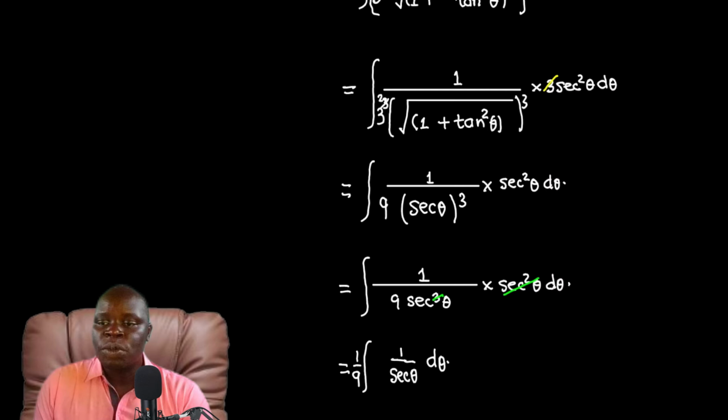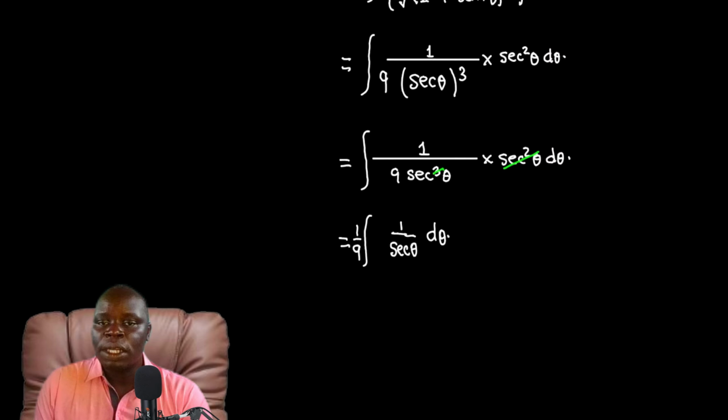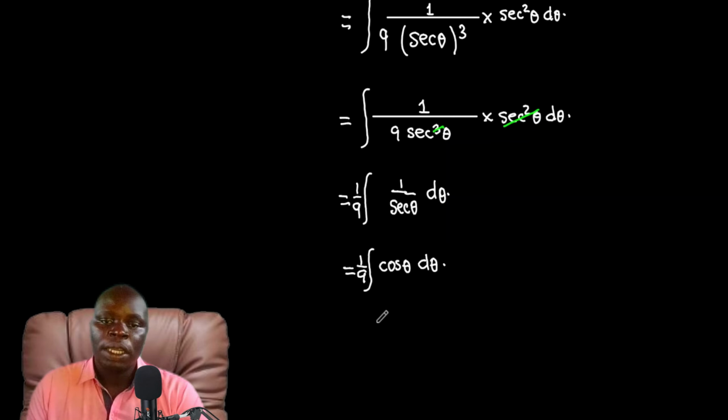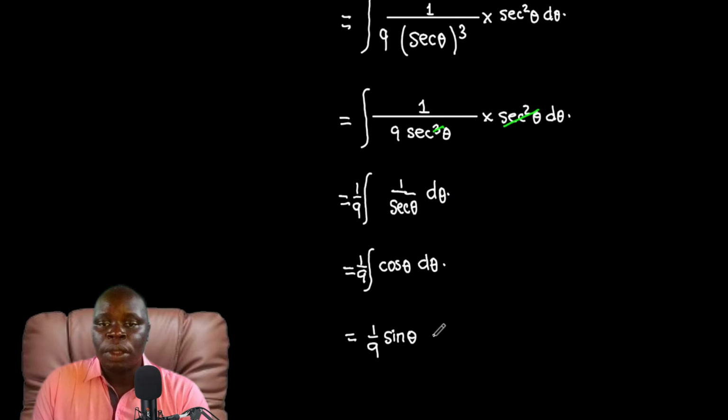And also from trigonometry, 1 over secant theta is the same as cos, so we have just simplified our integral to 1 over 9 integral of cos theta with respect to theta, and this is now a basic integral, which is easy to handle. So the integral of cos theta is sine theta plus our constant of integration.